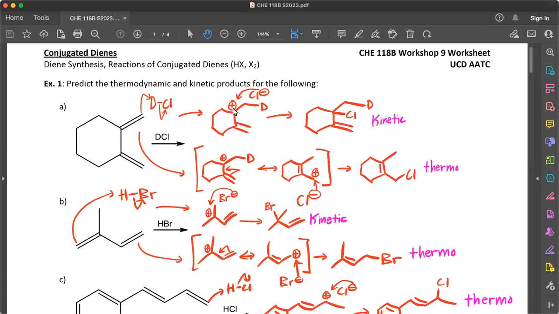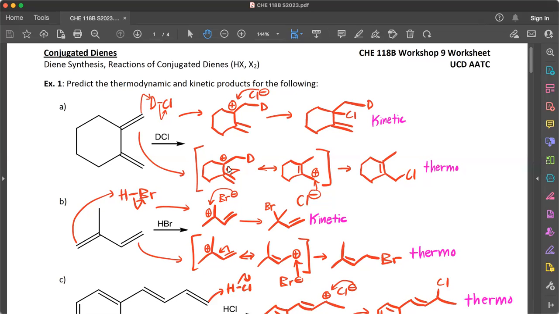And since this is our most stable carbocation, when the chlorine attacks that carbocation, this will give us our kinetic product. Our thermodynamic product will be when the double bond is in our most stable position, which we see here. Our thermodynamic product is a tetra-substituted alkene, whereas our kinetic product is a di-substituted alkene.